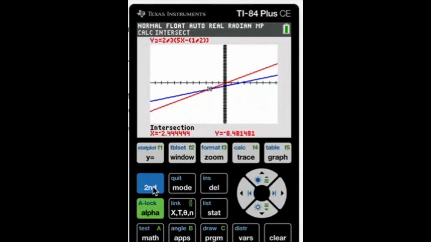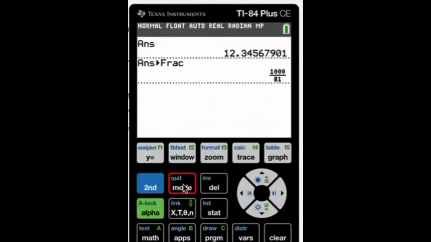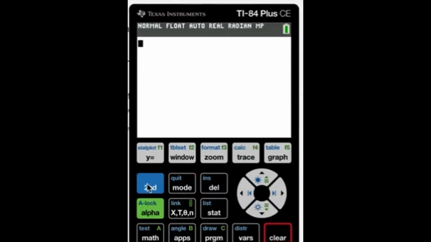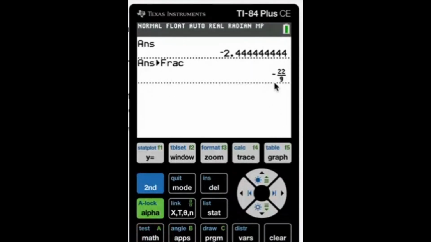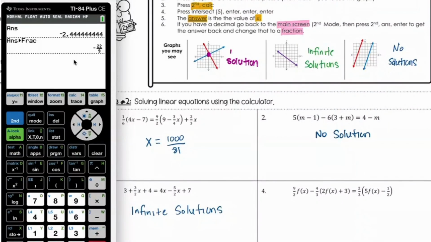Anytime you get a decimal, you need to go back to the main screen. Press second quit. That takes you back to the main screen. If you like, you can clear it. Press second answer. Enter gives you back the decimal value that was on your screen. And you go to math, frac for fraction, enter, enter. And this is my solution. So my solution is f of x equals.